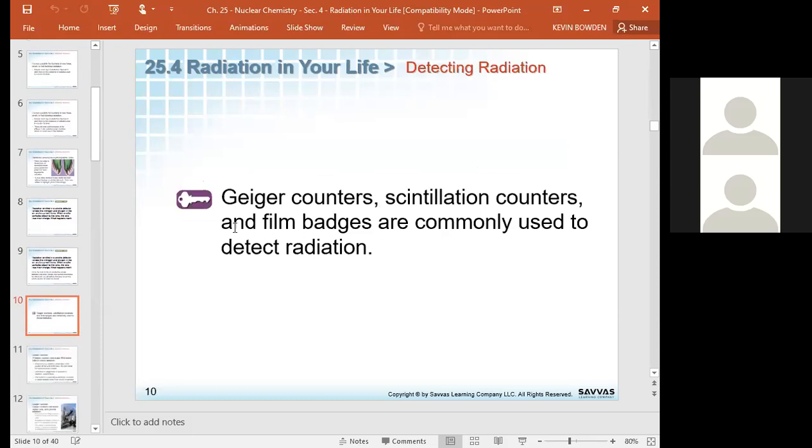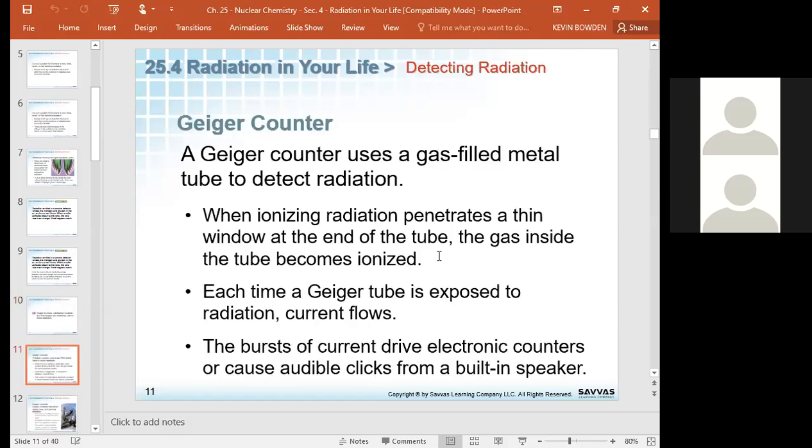Another detector is going to be the Geiger counter, with all the rattles. And then I mentioned the film badges. All three are used to know about this, and I'll get into those details another time.